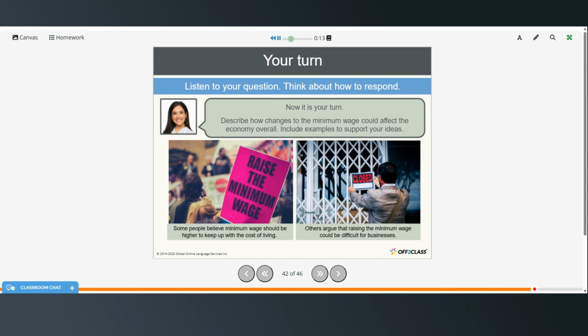Leela talked about how raising the minimum wage could improve workers' lives. Now it's your turn. In a moment, the teacher will ask you how raising the minimum wage could affect the economy. Think about it. And again, be sure to take note of the pictures and the captions and any notes that you took from the reading to include in your answer.